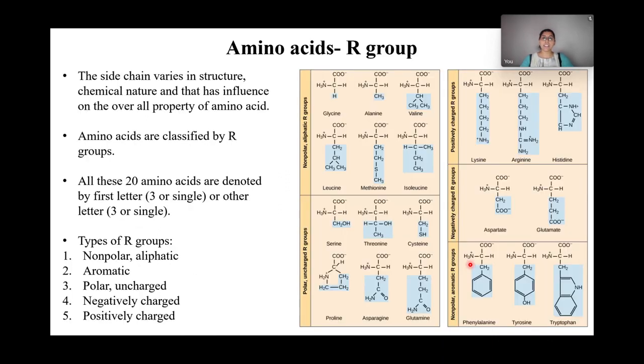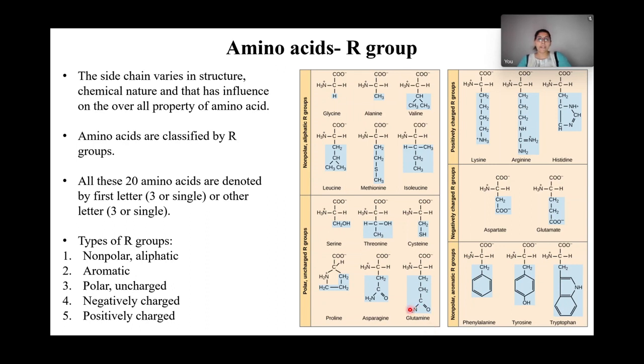Now, as I have mentioned, there are 20 amino acids, and all these amino acids are classified on the basis of their R group. This side chain can vary in structure and in chemical nature, and thereby will have an influence on the overall property of the amino acids. Generally when you write about an amino acid, we take the full name, but you can also denote it by a single letter or by 3 letters taken together from its name. We'll come to all of this in a moment.